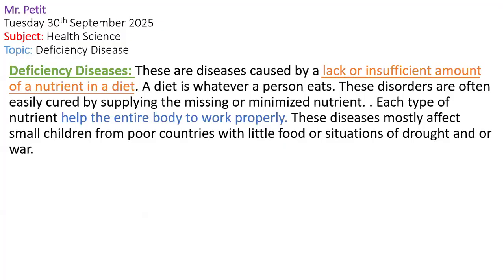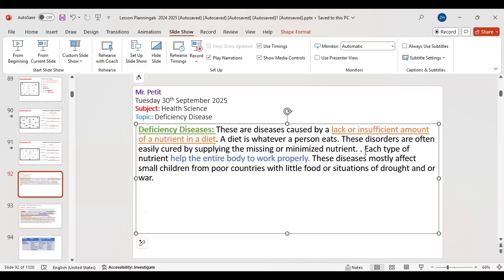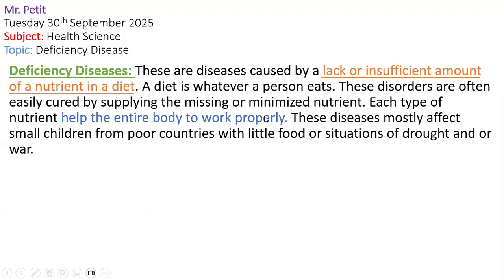So go ahead, Livingston. Can you read stuff from each type? Each type of nutrient helps the body and helps the entire body to work properly. These diseases mostly affect small children from poor countries with little food or situations of drought or war. Very good. So that's who it affects, but it's not limited to that, right? Because you could have people who are living in very good places who just are not eating the right kind of food.